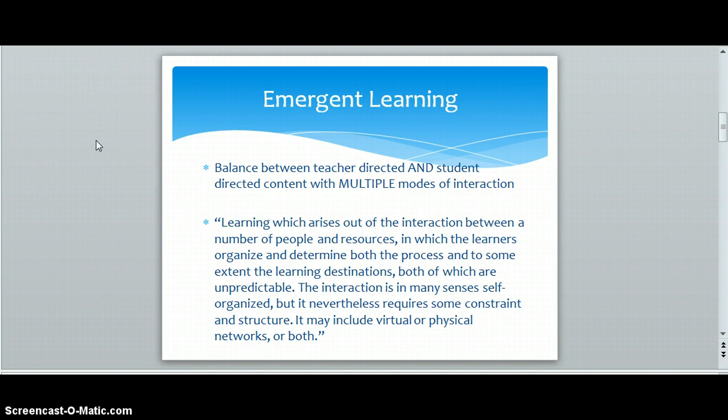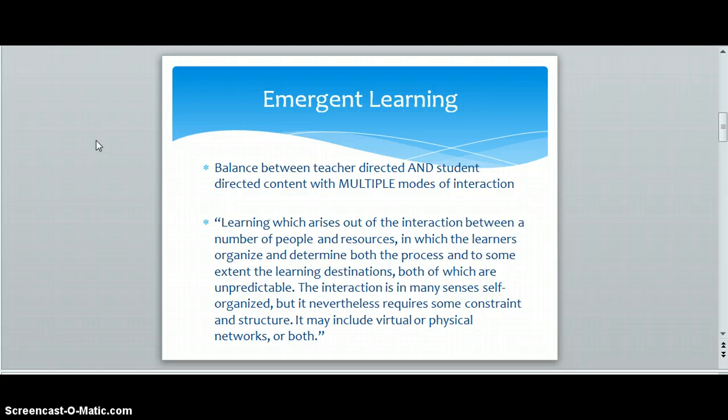Emergent learning is the balance between teacher-directed and student-directed content. However, it comes with multiple modes of interaction. A quote that I came across in the reading, which does a great job summarizing it, says that emergent learning is learning which arises out of the interaction between a number of people and resources, in which the learners organize and determine both the process and to some extent the learning destinations, both of which are unpredictable. The interaction is in many senses self-organized, but it nevertheless requires some constraint and structure. It may include virtual or physical networks or both.